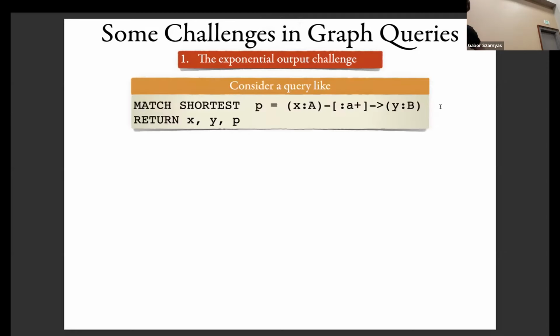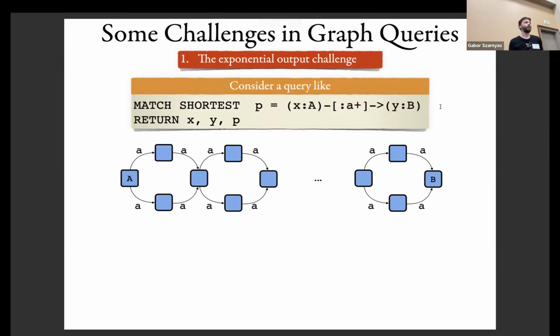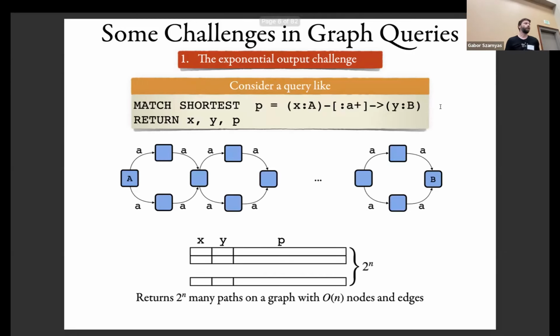Suppose, for example, that you take this simple query. What does it do? It goes from A nodes to B nodes, and it matches all the shortest paths. But then it wants to return the end nodes of the paths and also the paths between the nodes, right? So if you evaluate this query on this graph, and you represent your result as this table, essentially this table has one row for every path in your result, then you have 2 to the n many rows in your table, right? On a graph with O of n many nodes of edges.